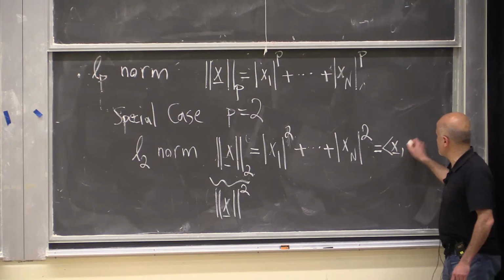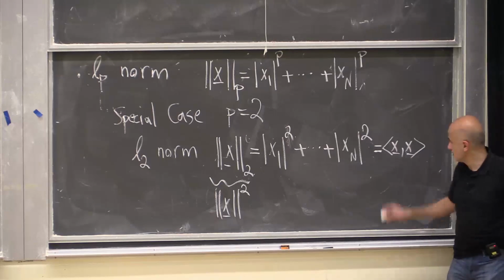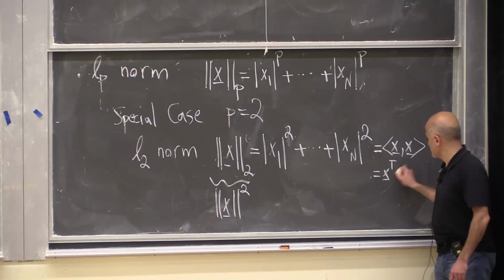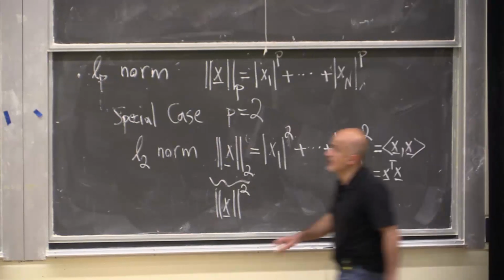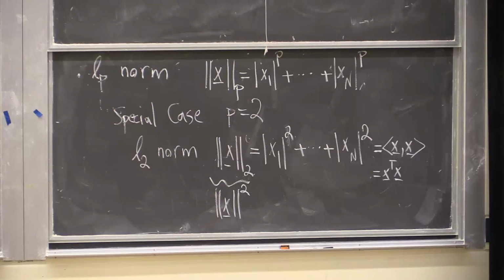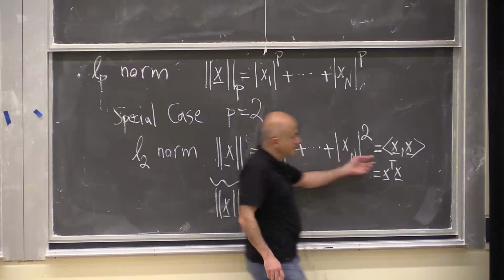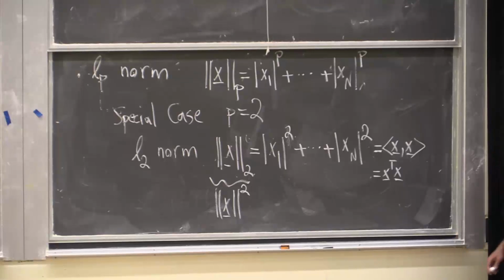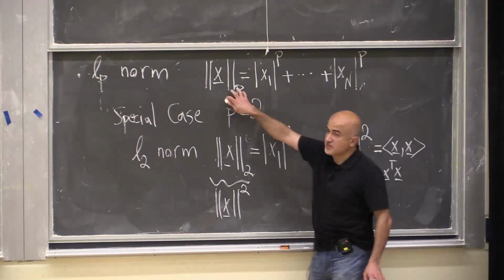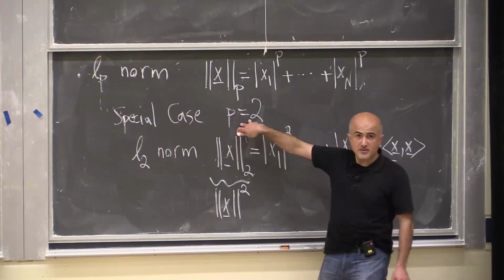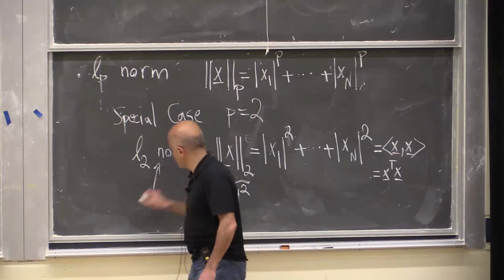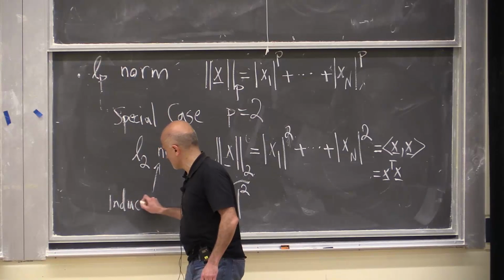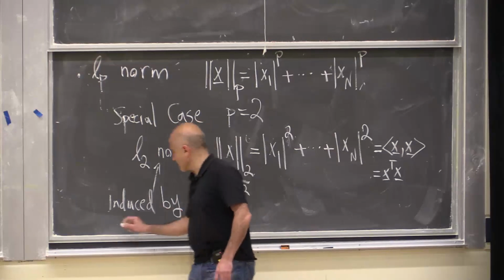It's the inner product of the vector with itself. It's x transpose x. And this, of course, is the magnitude squared. So the magnitude, or the actual length of the vector that you're used to talking about, is the square root of this. But of all the p norms, this is the only one that we say is induced by the inner product.